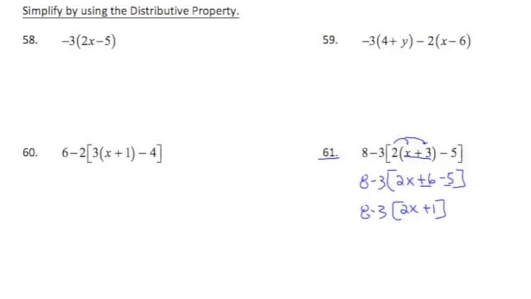So now I want to distribute this negative 3. So I'm going to distribute this negative 3 to both of those terms. So the 8's going to stay as is. Negative 3 times a positive 2x is going to give me a negative 6x. And a negative 3 times a positive 1 is going to give me negative 3. And now I'll look to see if I can combine any more of these terms together, and I can. The 8 and the negative 3, I can combine those together. So if I add an 8 and a negative 3, that's going to give me 5. So I end up with 5 minus 6x. Again, these terms could be switched, and I could have negative 6x plus 5. That's an okay answer as well.